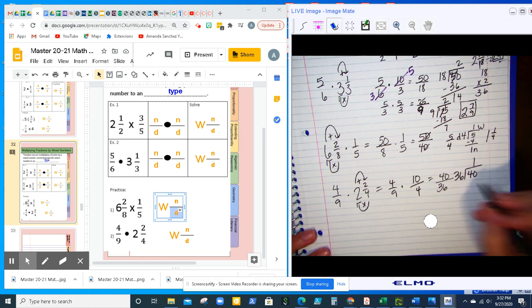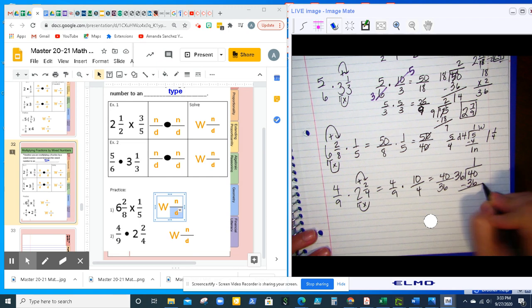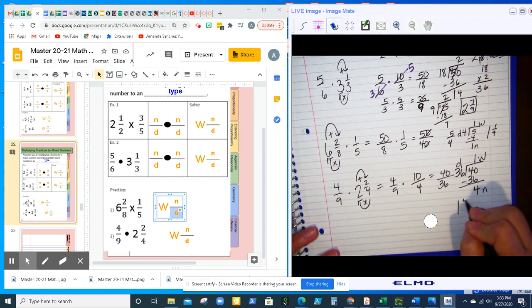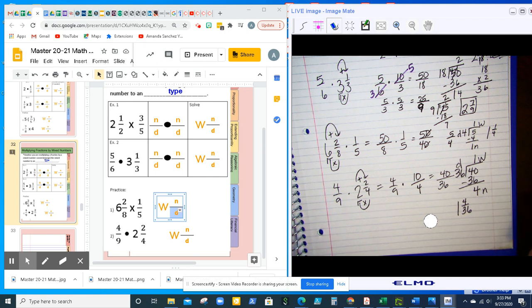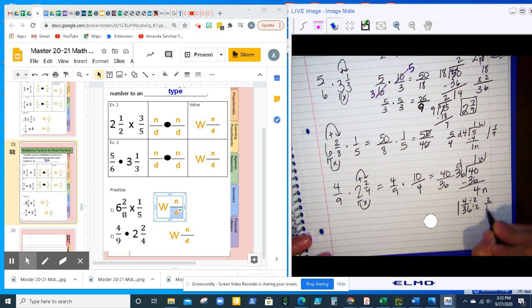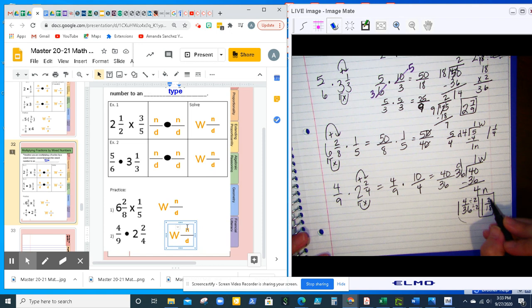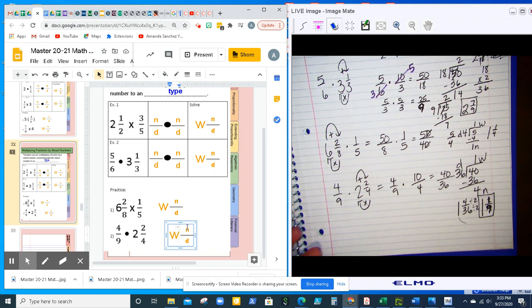36 can go into 40 one time, minus your 36, and 4 is left over. So this is the whole, numerator and denominator. So 1 and 4 over 36. But 4 over 36, they're both even, so they can be simplified by 2, which would be 2 over 18. And don't forget to put the 1 in front. So this would be 1 whole, and actually 2 over 18 can simplify again to 1 over 9, so 1 and 1/9.